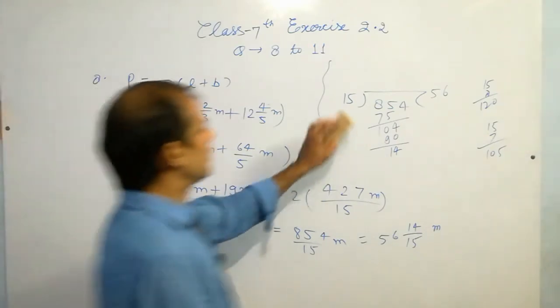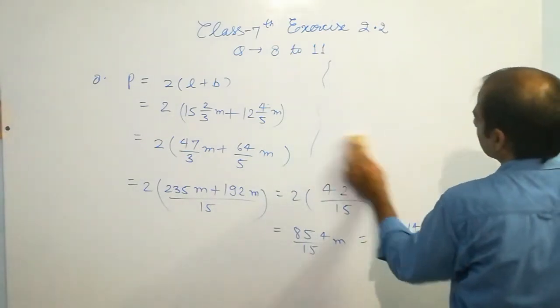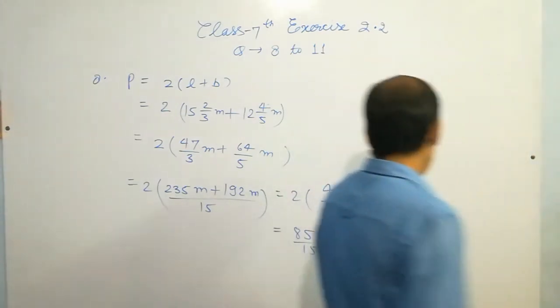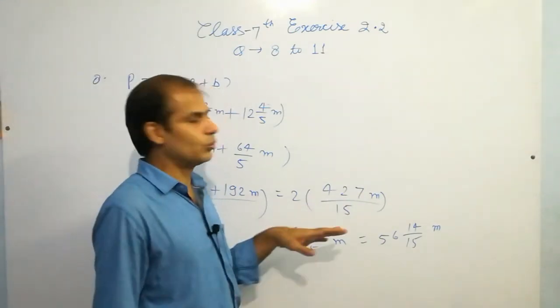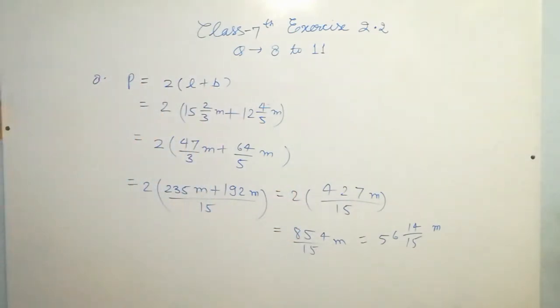So this is the right answer, and erase this rough work. Whenever you perform some division or multiplication, always do it in the rough notebook, then write the answer in the fair copy. So students, this is the answer.